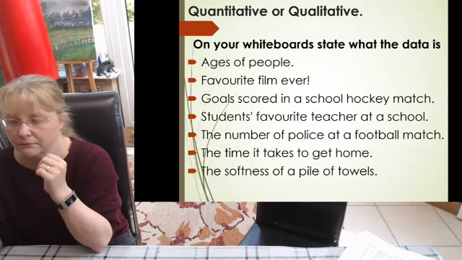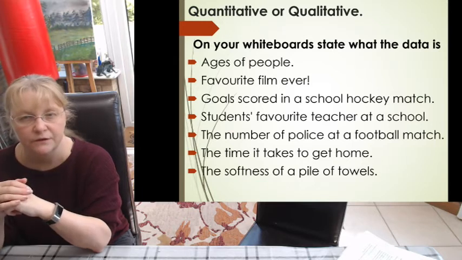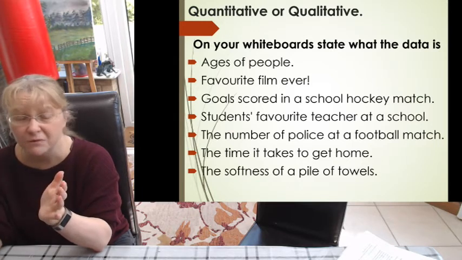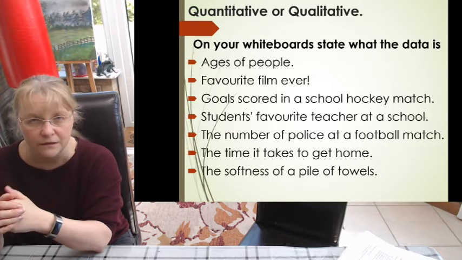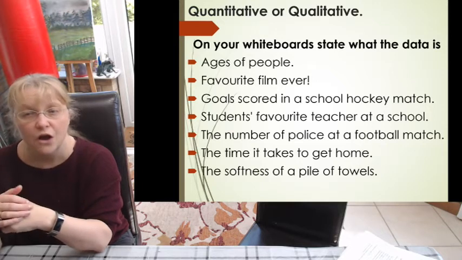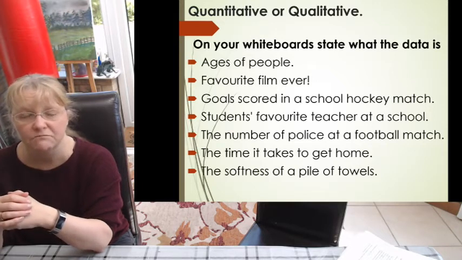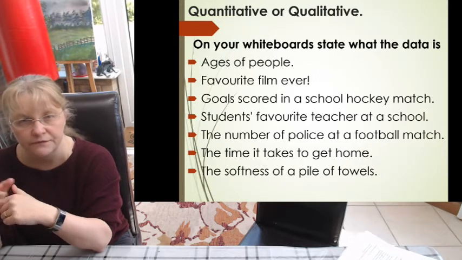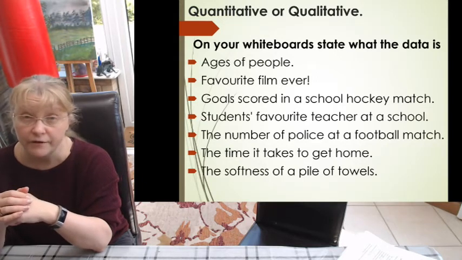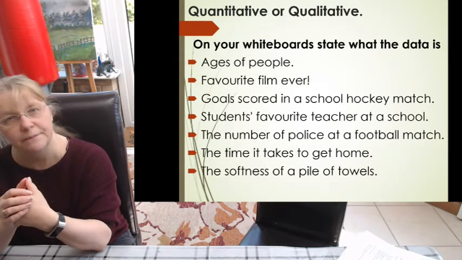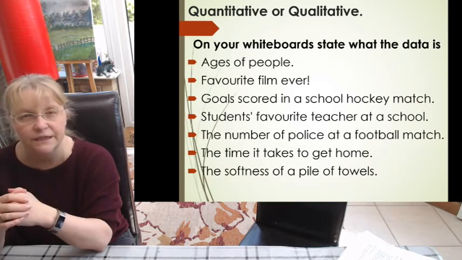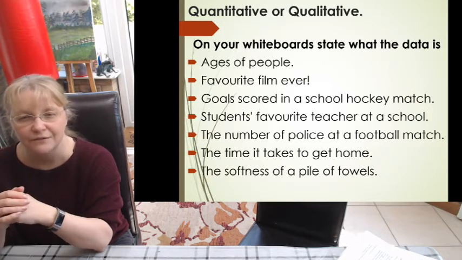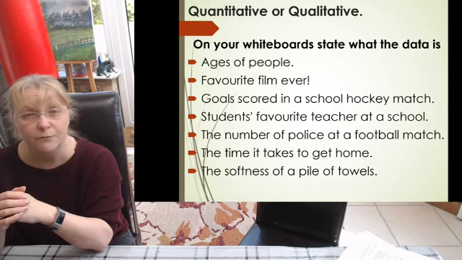Ages of people. Hard numbers, it's quantitative. Favorite film ever? Well, this is going to depend on the person, so it's qualitative. Goals scored in a hockey match. Pure numbers, quantitative. Student's favorite teacher. Hopefully they'll all have said me, but yeah, you can't account for taste. So that's qualitative.